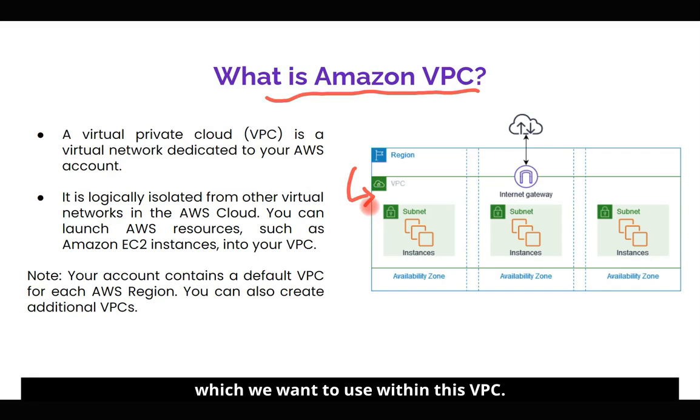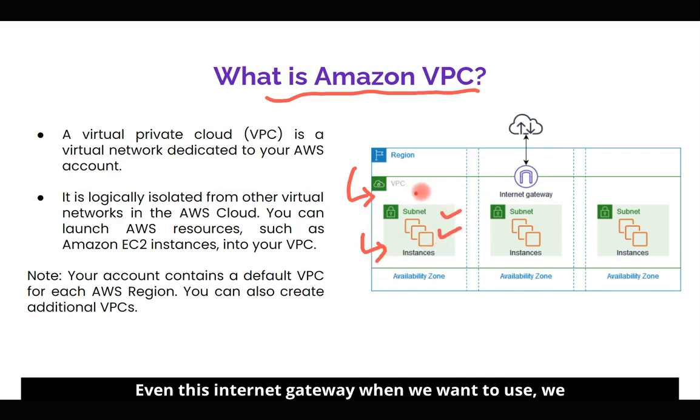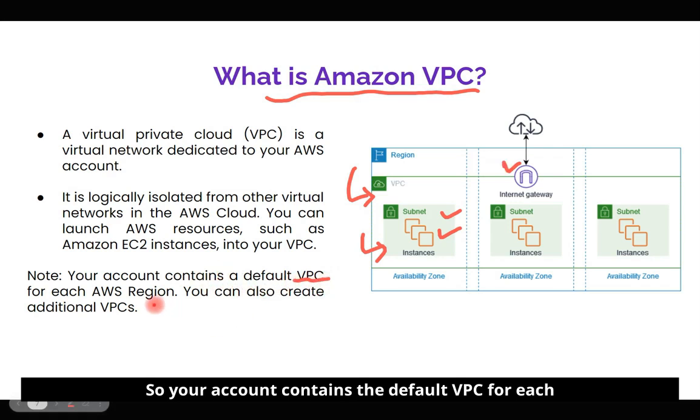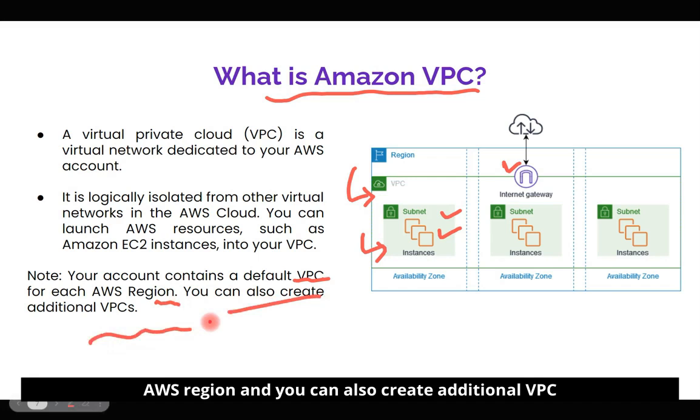resources which we want to use, within this VPC. Here you can see instances and subnet; all these things we need to create. Even the internet gateway, when we want to use it, we need to create it. So this should be within our VPC, and we can launch these resources within our VPC, which belongs to our account. So your account contains a default VPC for each AWS region, and you can also create additional VPCs.